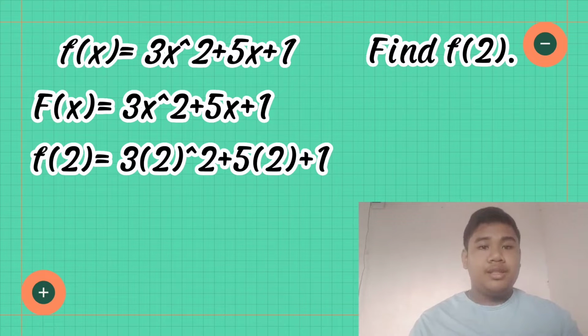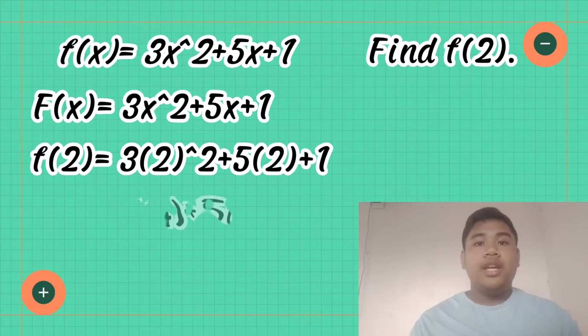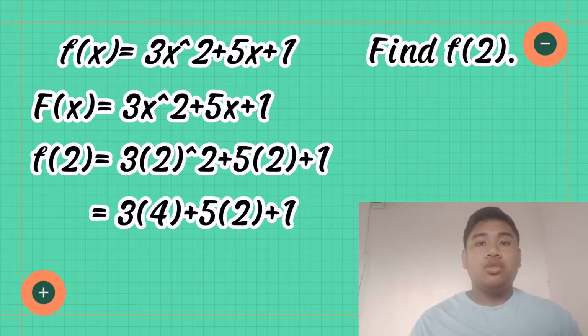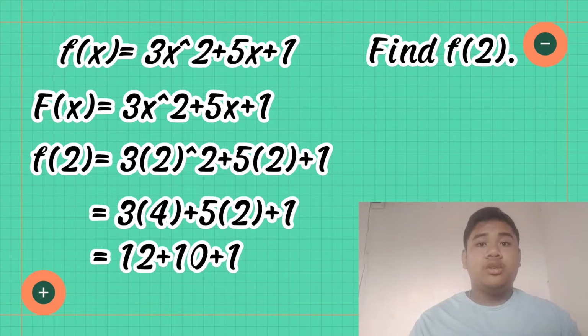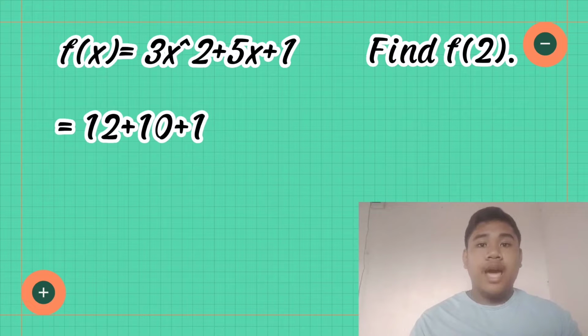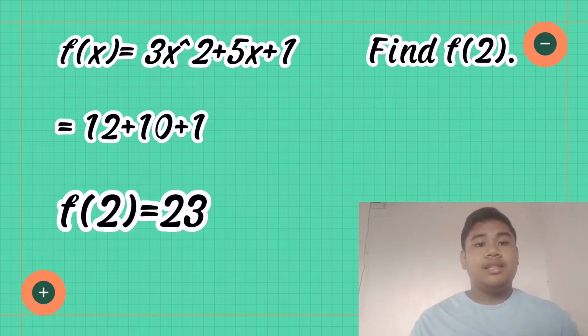So let's use PEMDAS. We need to use the exponent first. So 2 squared is equal to 4. Now we have 3 multiplied by 4 plus 5 multiplied by 2 plus 1. Now let's multiply. 3 multiplied by 4 is equal to 12. 5 multiplied by 2 is equal to 10. Copy the plus 1. So we now have 12 plus 10 plus 1. So add all of them. 12 plus 10 plus 1 is equal to 23. And that's all. That's our evaluating of function.